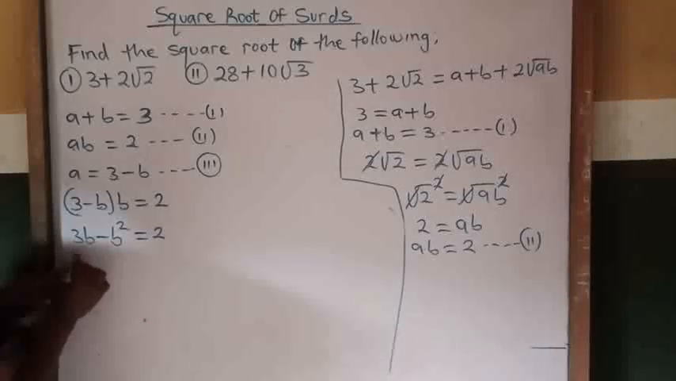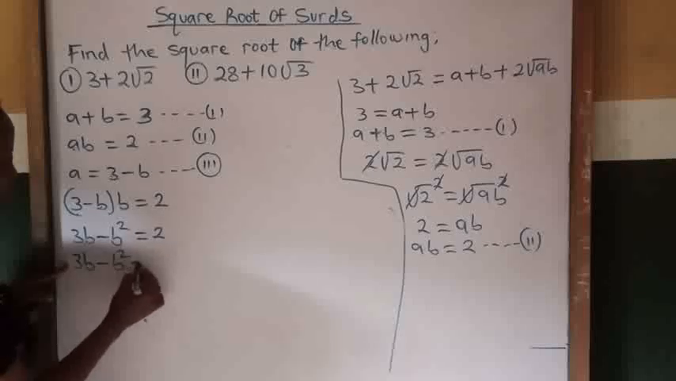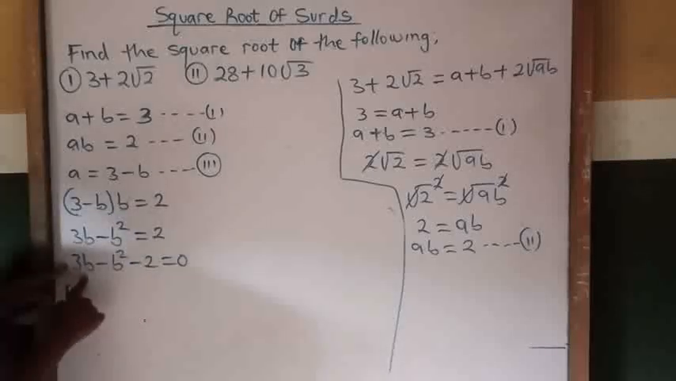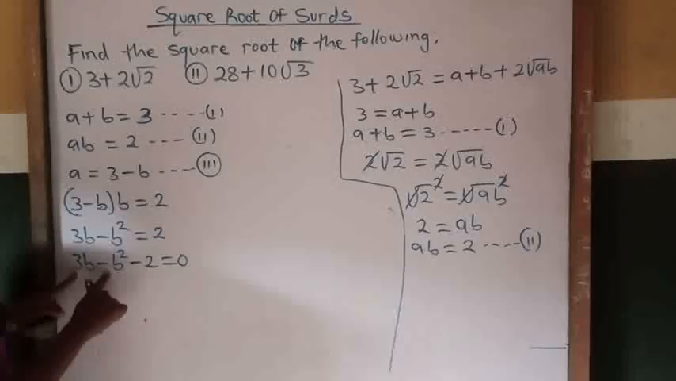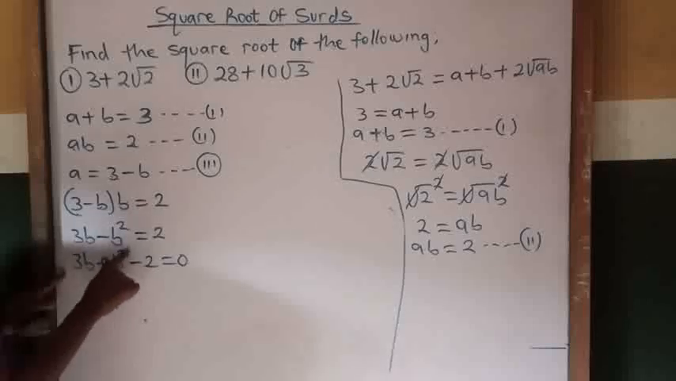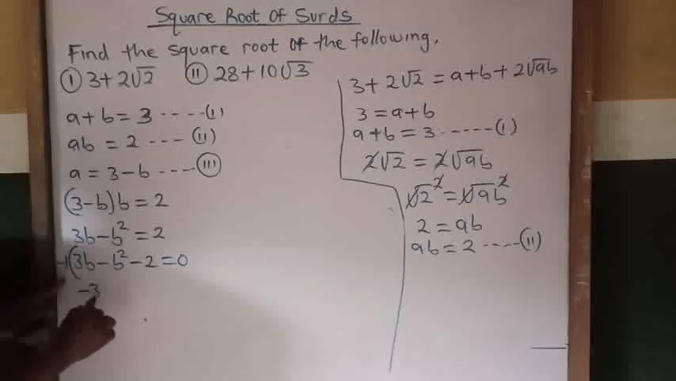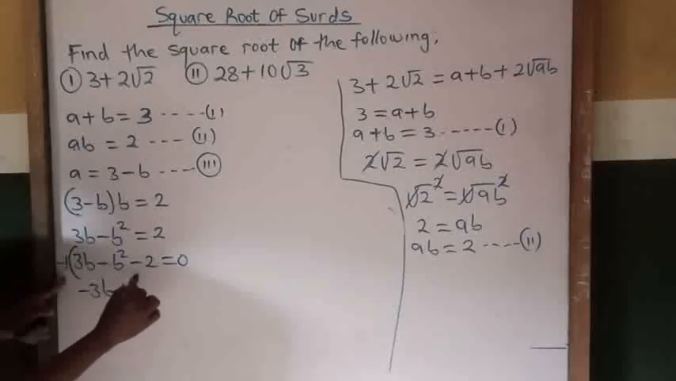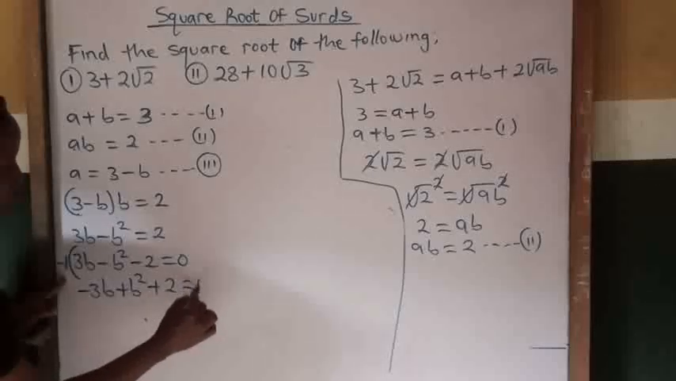Now, we are going to have 3B minus B squared. Bring these 2 down to this side. We have minus 2 equal to 0. Now, this is a quadratic equation. So we are going to solve it quadratically. Then this B squared must be positive. So to make it positive, I will multiply it by minus 1. So minus 1 times 3B will give me minus 3B. Minus times minus will give me plus, so plus B squared. Minus 1 times minus 2 will give me plus 2 equal to 0.